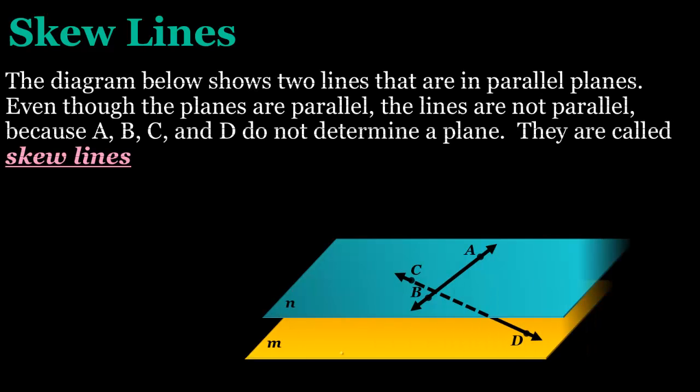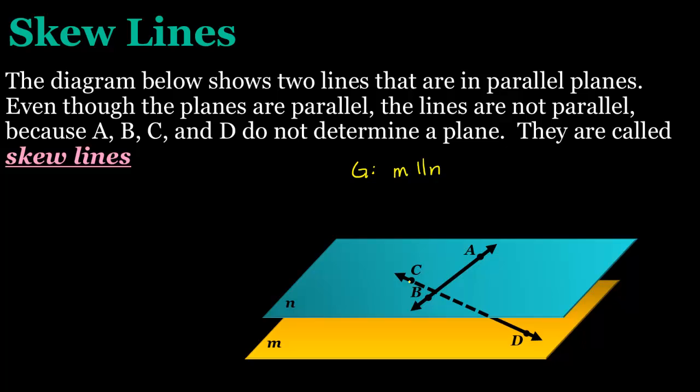It's once we start moving a little bit further along into skew lines. So now the diagram below shows two lines that are in parallel planes. So we would be, for example, given that plane M is parallel to plane N. And even though the planes are parallel, the lines are not parallel because A, B, C, and D do not determine a plane. So they're called skew lines. Even though plane M and N are parallel and they'll never touch, meaning the lines on their planes will never touch, in 3D space, if they're not following the exact same path, then they're not parallel. They're called skew lines.